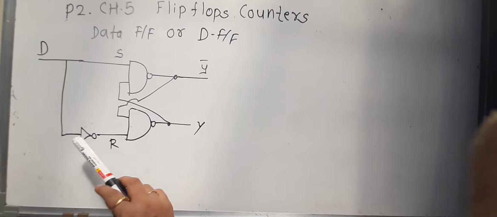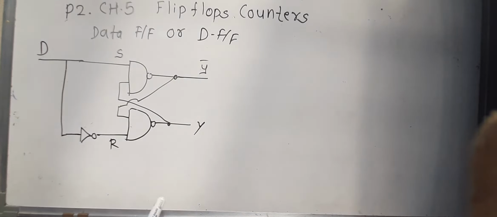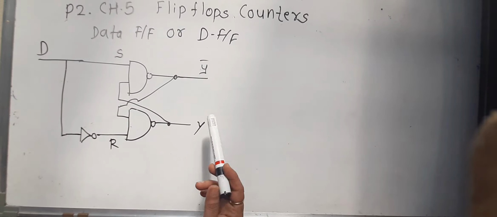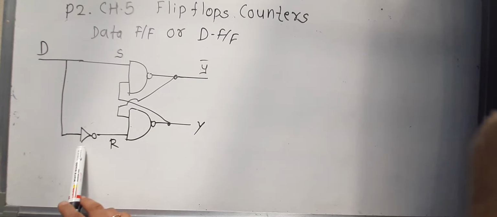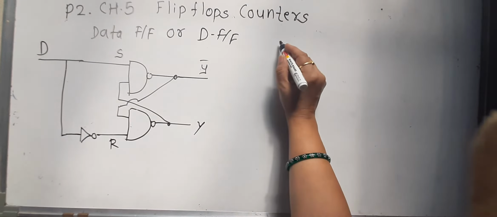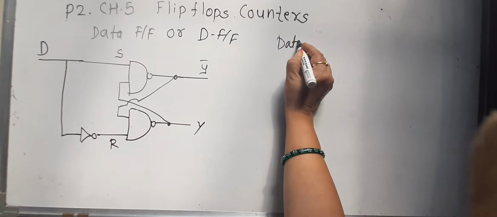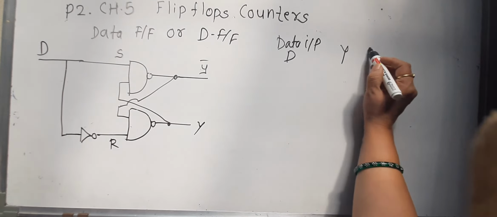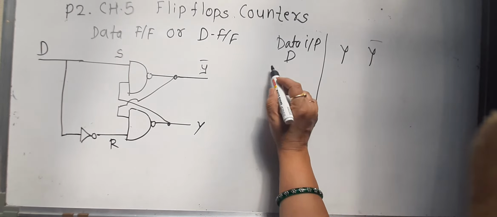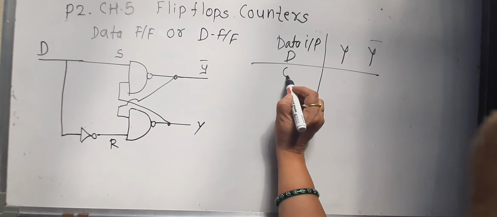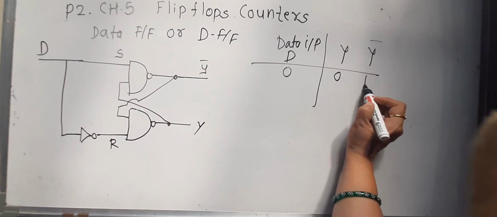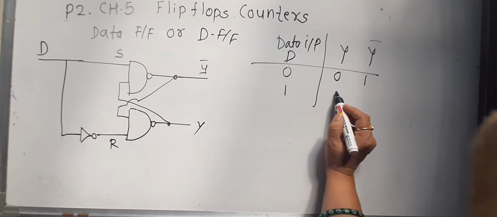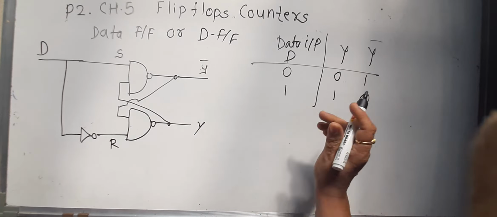In this case, there is only one single input. Two inputs are converted into a single input by connecting one NOT gate here. So let's see the truth table. The truth table has data input D, then output Y and Y bar. When data input is 0, Y will be 0, Y bar will be 1. When data input is 1, Y will be 1, Y bar will be 0.